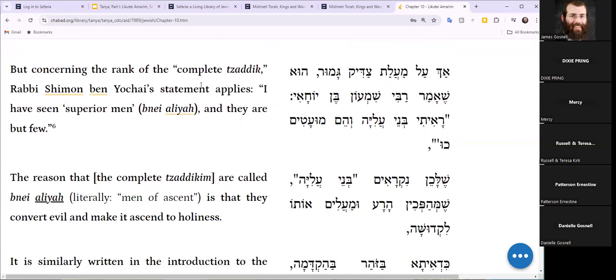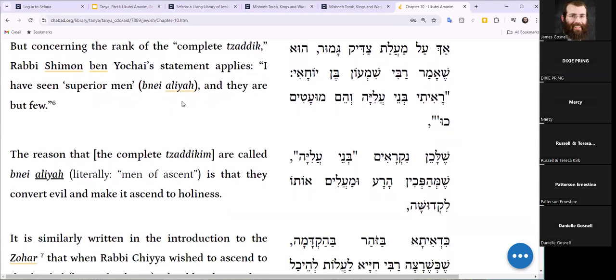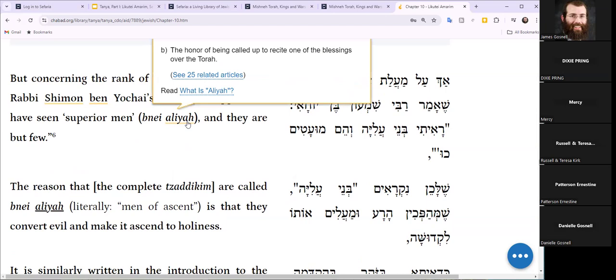But concerning the rank of the complete tzaddik, so I think this is where we might have left off. Concerning the rank of the complete tzaddik, Rabbi Shimon ben Yochai's statement applies: I have seen superior men, B'nai Aliyah, and they are but few. B'nai Aliyah, children of going up? I don't know. The honor of being called up to recite one of the blessings over the Torah.